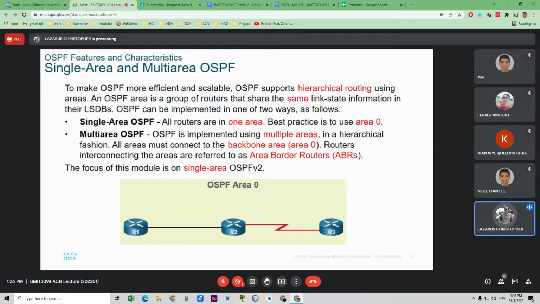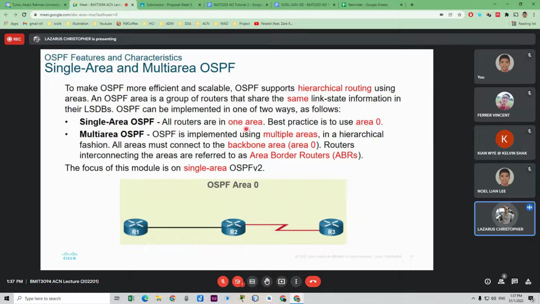So if you have a small network, a single area is enough. But if you have a large network, you divide it into multiple areas. Each area means the routers within it are only interested in their own area, so all the processing will be shorter and more efficient. An OSPF area is a group of routers that share the same link state information in their LSDBs.